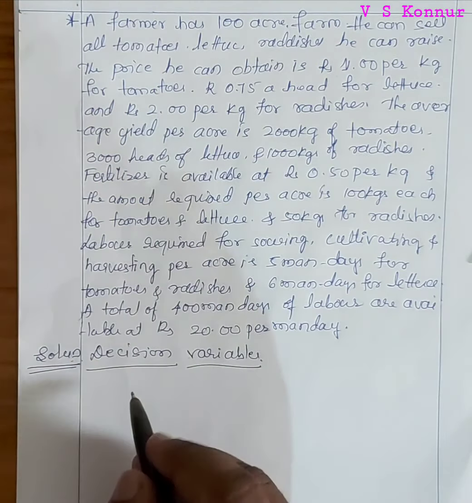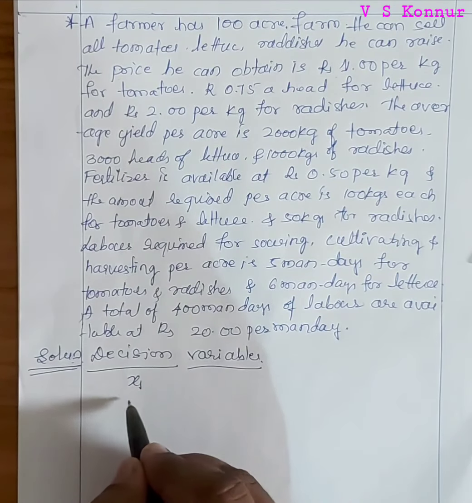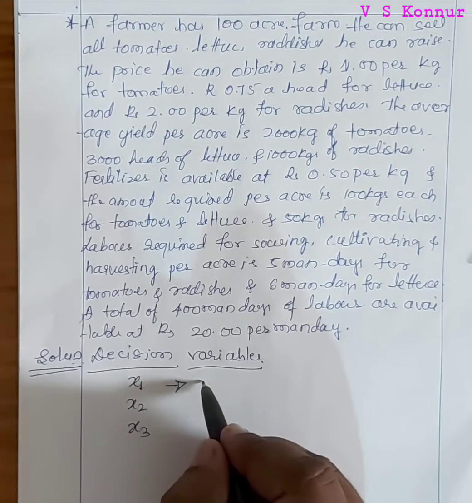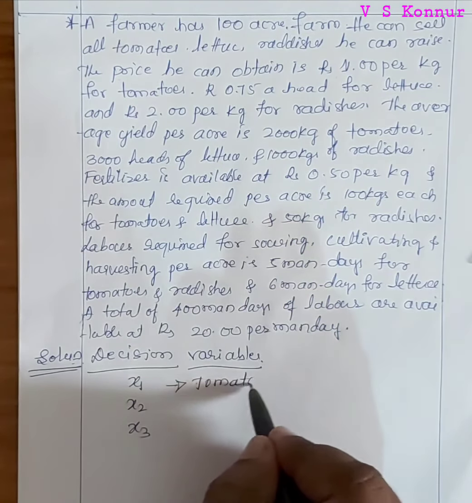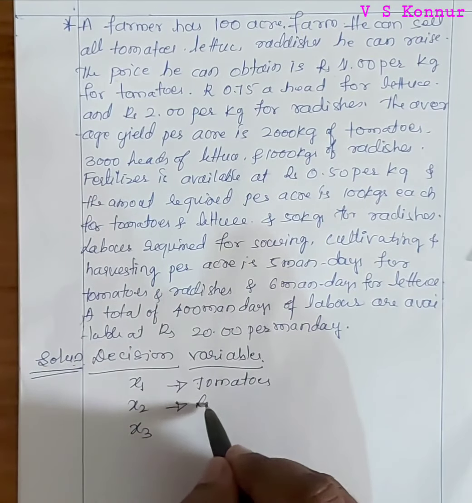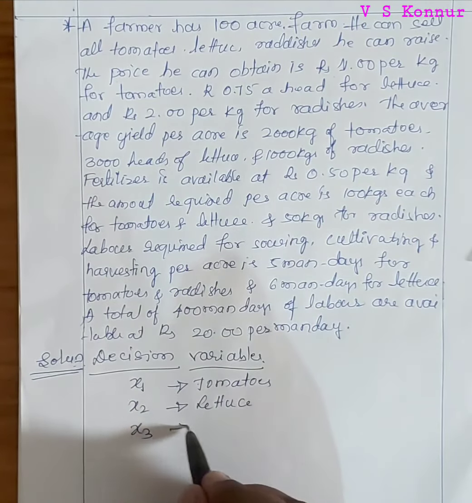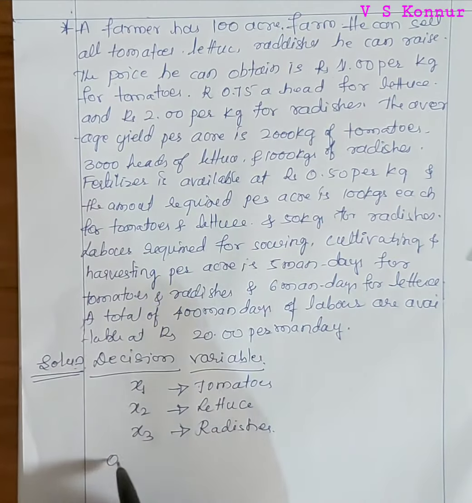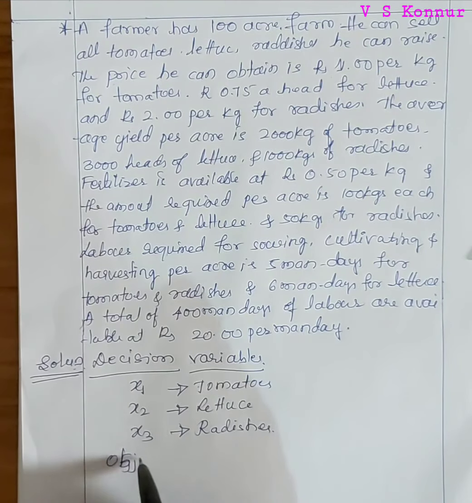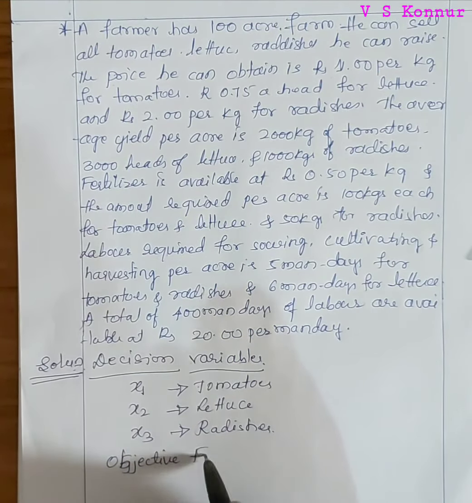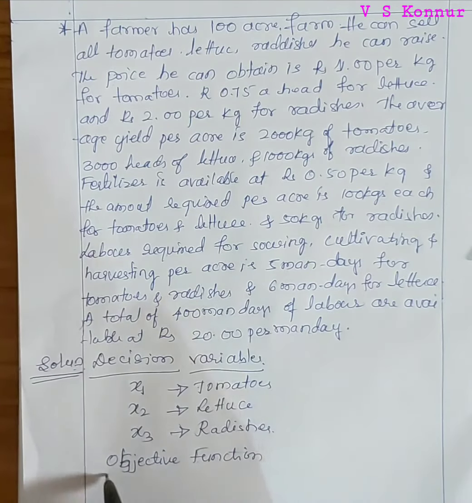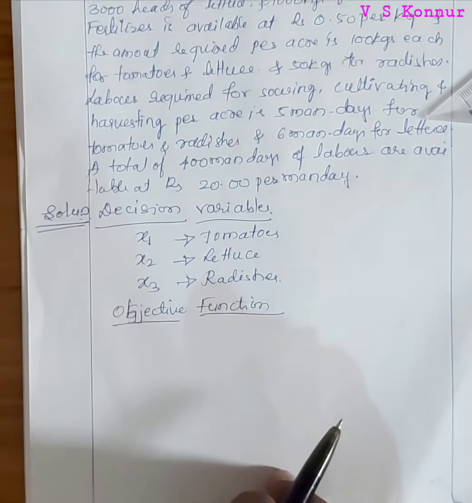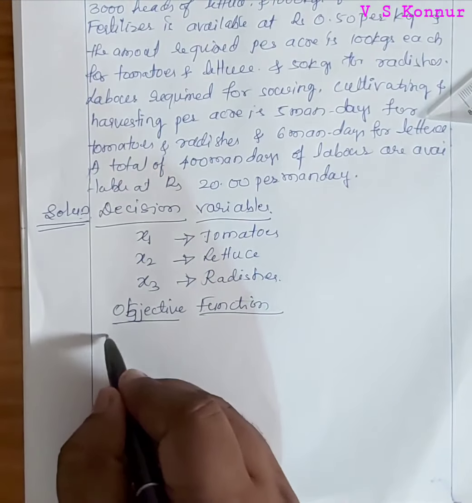Now first we'll define the decision variables x1, x2, x3. x1 is for tomatoes, x2 is for lettuce, x3 is for radishes. Then we have to define the objective function. For the objective function, first we have to write income.